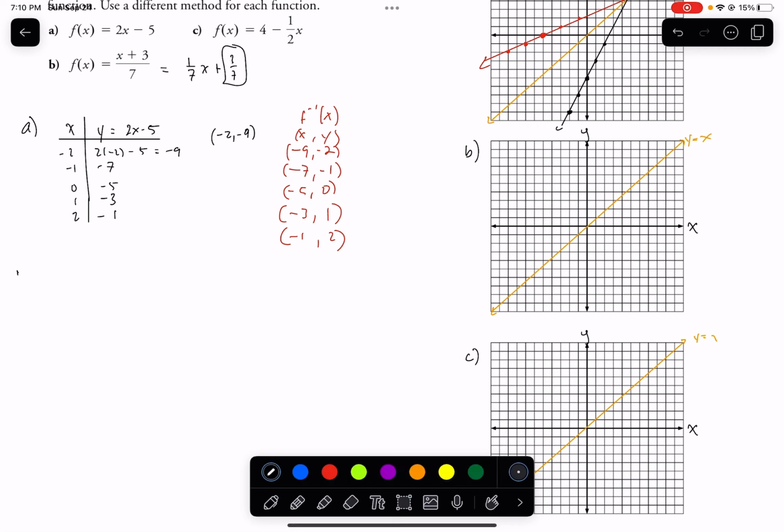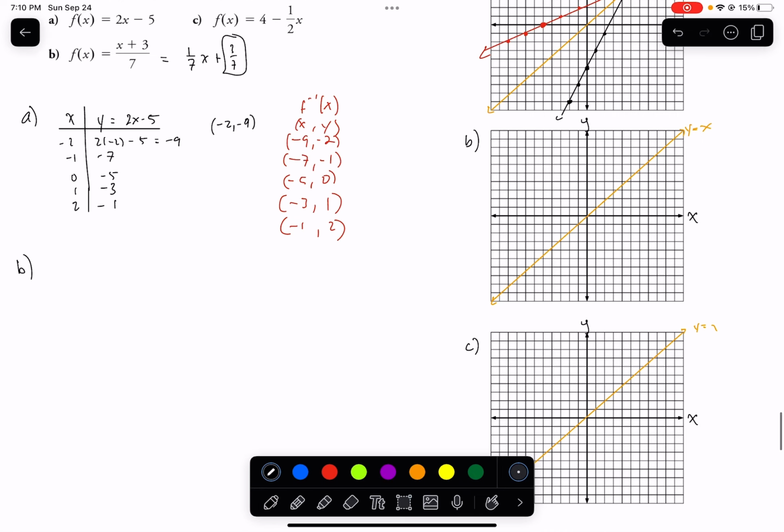Okay, so question B. There's 4 steps for finding the inverse. The first one is get rid of the function notation, right? So we're going to replace f of x with y, and we're going to get y equals x plus 3 over 7. Step 2 said reverse the x and y variables. So we're going to get x is equal to y plus 3 over 7.